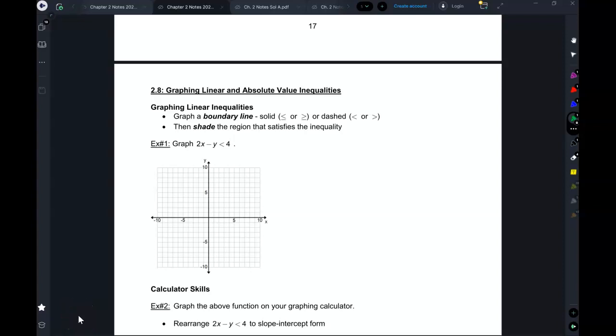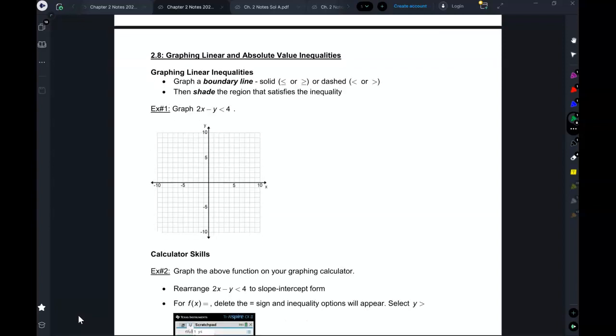We're going to talk about graphing linear inequalities today. To graph a linear inequality, you need to first graph a boundary line. The boundary line has to be solid if we have less than or equal to or greater than or equal to, and it's going to be dashed if it's just less than or greater than. Then we're going to shade the region that satisfies the inequality.